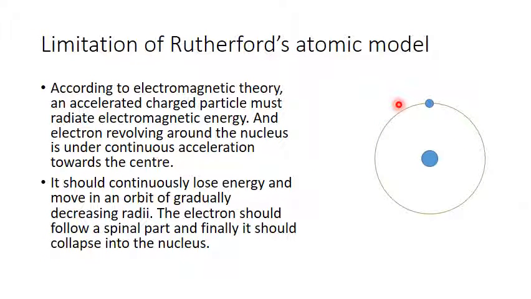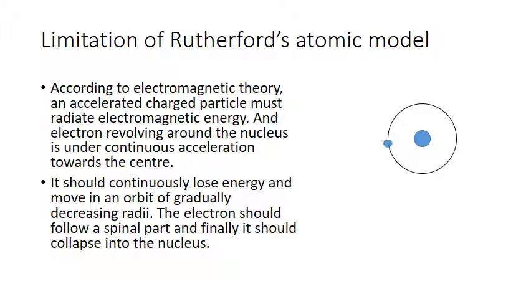So what does it say? That as it radiates energy, it should slowly move towards the center and collapse into the nucleus. But are our atoms collapsing? No, our atom is stable. So Rutherford's atomic model cannot explain this point.